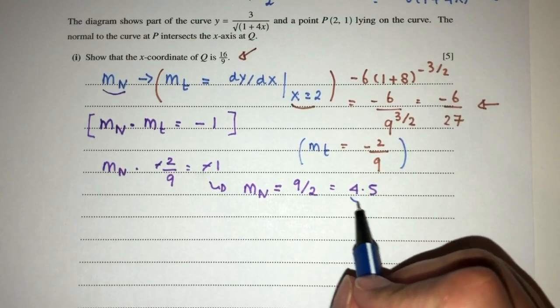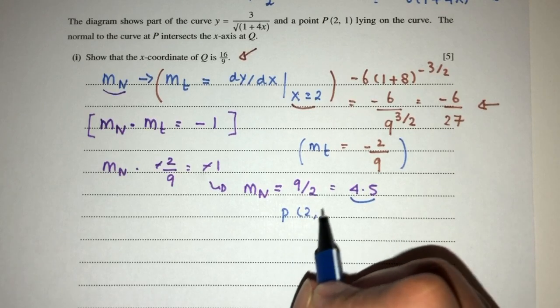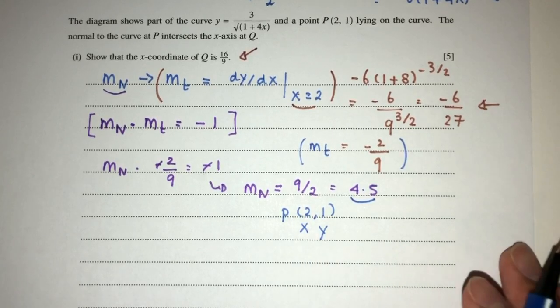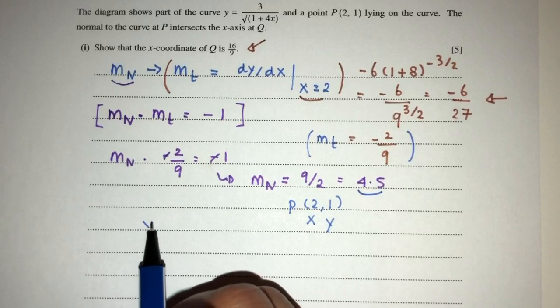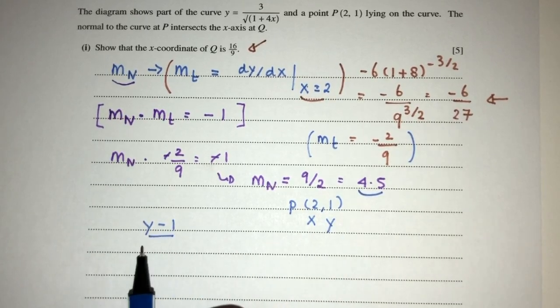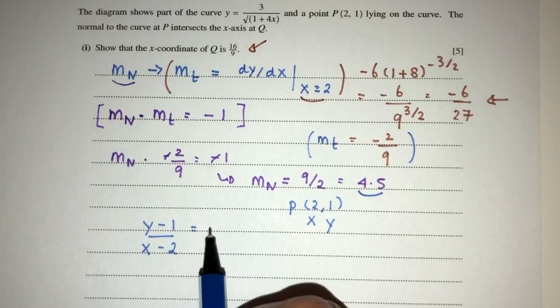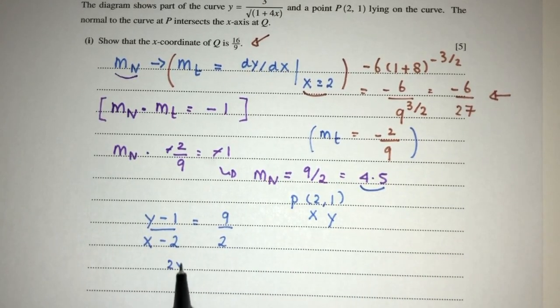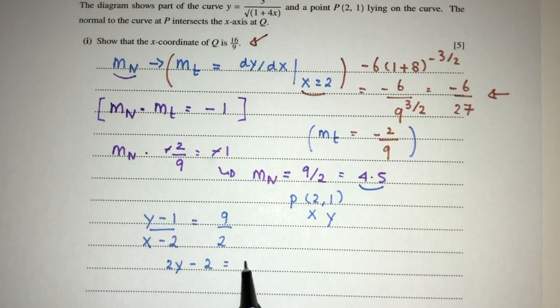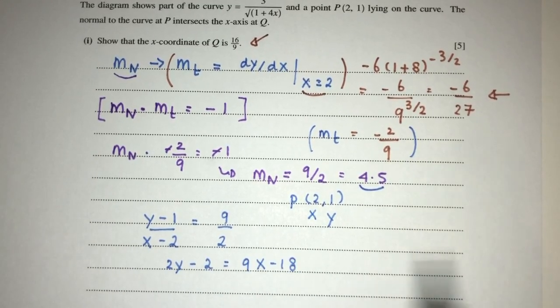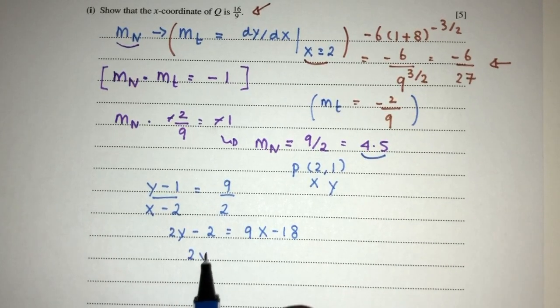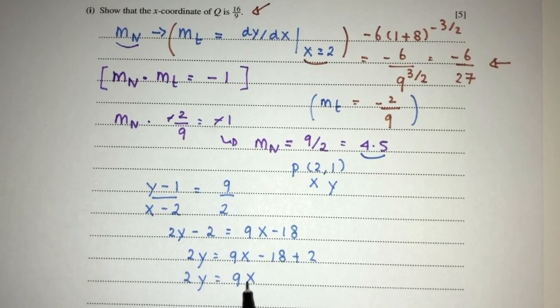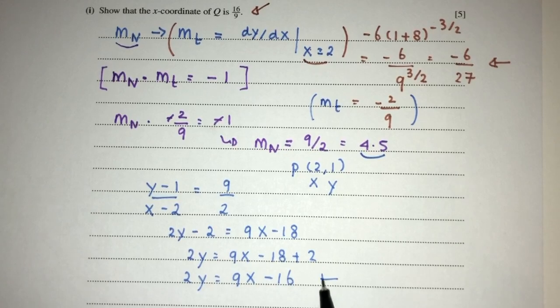Now we know the gradient, and we know the passing point is (2, 1). This is x, y. We can find the equation pretty easily. So (y minus the corresponding value) over (x minus 2) has to be 9/2. Cross multiply, you will have what? 2y minus 2 has to be 9x minus 18, right? And then 2y has to be 9x minus 18 plus 2. So 2y has to be 9x minus 16. That is my equation of the normal.